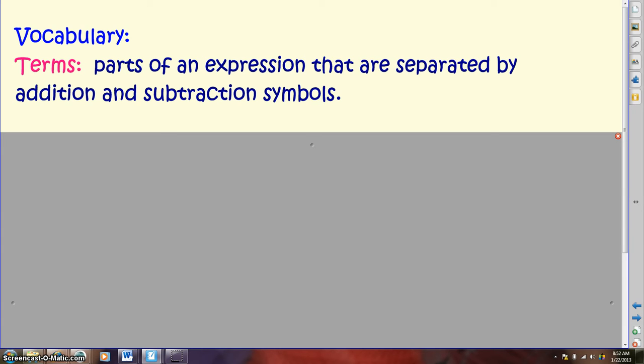The first word that we need to talk about is terms. Terms are pieces of an expression that are separated by addition and subtraction symbols. So for instance, a term could be just a plain number, or it could be a letter, a variable, so it could be 7x. That is a term. A single number, or constant value, of 6 would also be a term.